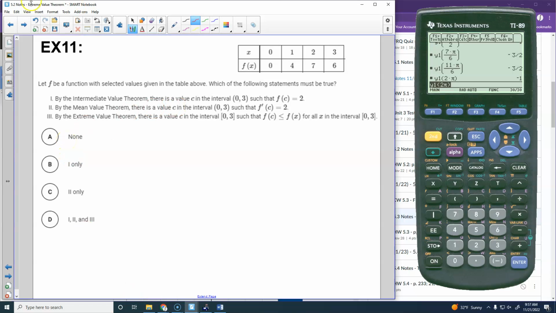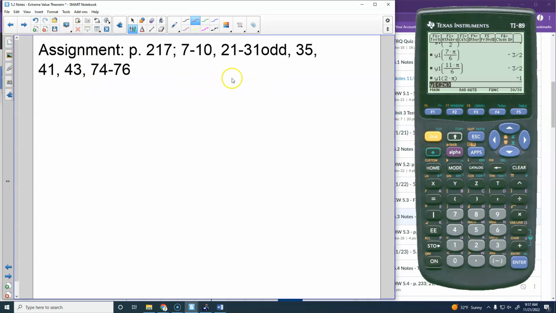Okay, so your assignment for tonight, 7 through 10 is just looking at graphs, so it should be really fast. Then you have 21 through 31 odd, 35, 41, 43, 75, 74 through 76. You may use your calculator to plug the numbers back in. Try to do the derivatives by hand, but you may use the calculator to plug your numbers back in because it can become a little bit tedious on some of them.